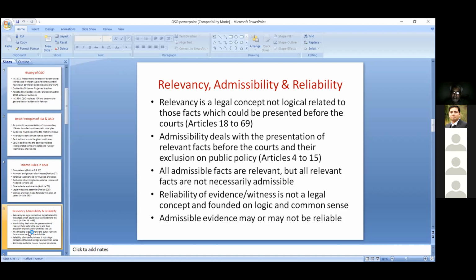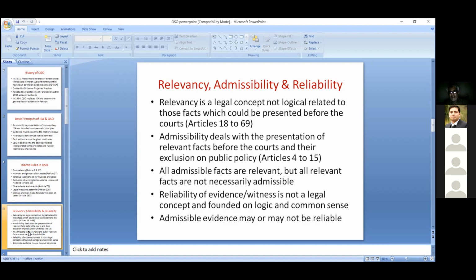So the concept of admissibility is founded upon relevancy. When we say that some piece of evidence is admissible, it means it was originally relevant. But when we say that some piece of evidence is relevant, that doesn't mean it must be admissible, because there are provisions which might prevent the admissibility of that piece of evidence. So there is a tricky relationship between these two concepts.